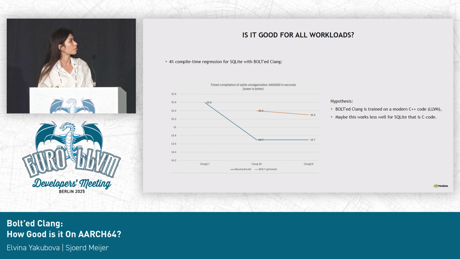So yeah, these results are quite impressive, but the question is, is it good for all workloads? And it turns out it is not. In practice, we found a 4% compile time regression for SQLite with Clang optimized by Bolt. There could be several reasons for that, and our hypothesis is that bolted Clang is trained on mostly C++ code, and maybe it is not enough for SQLite because it is a C code base.